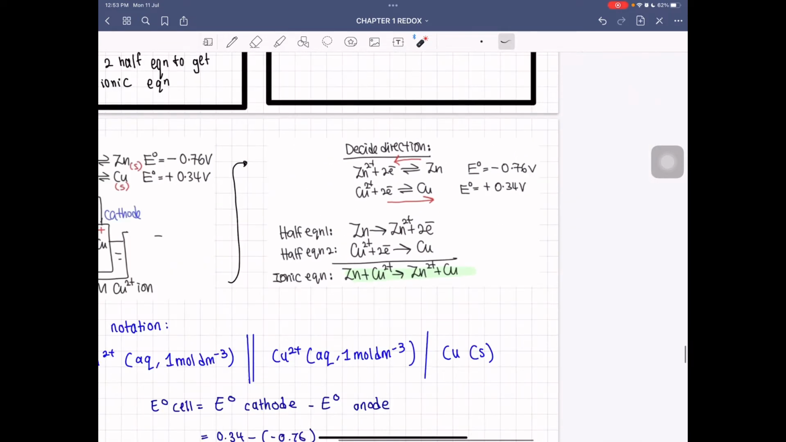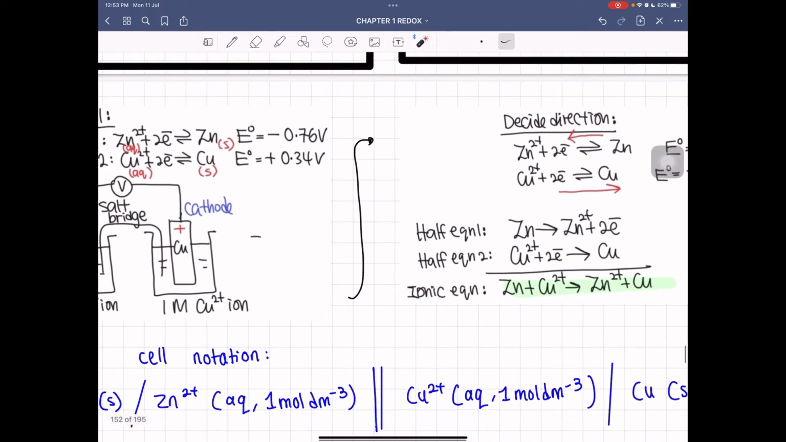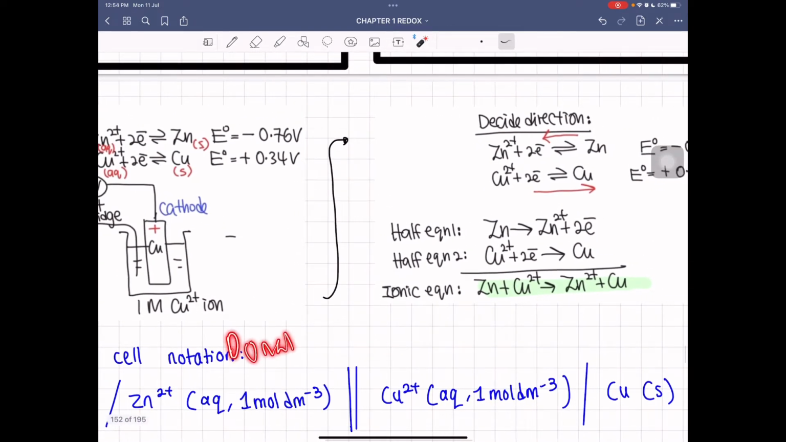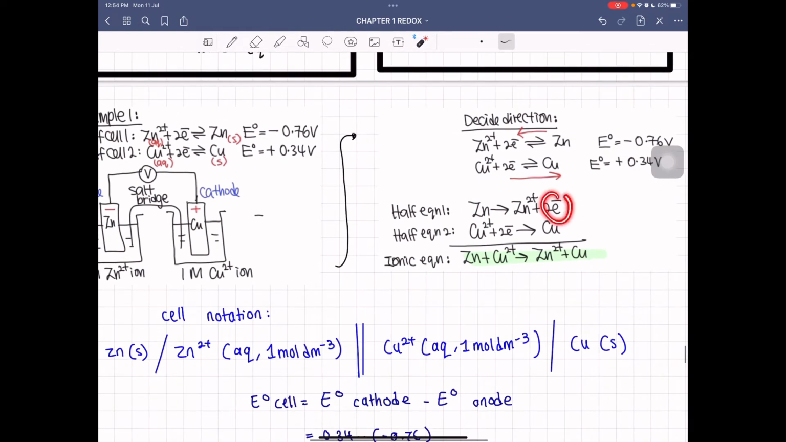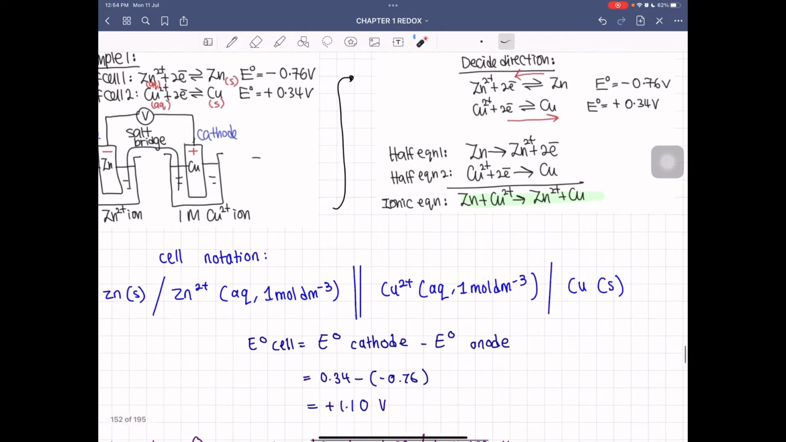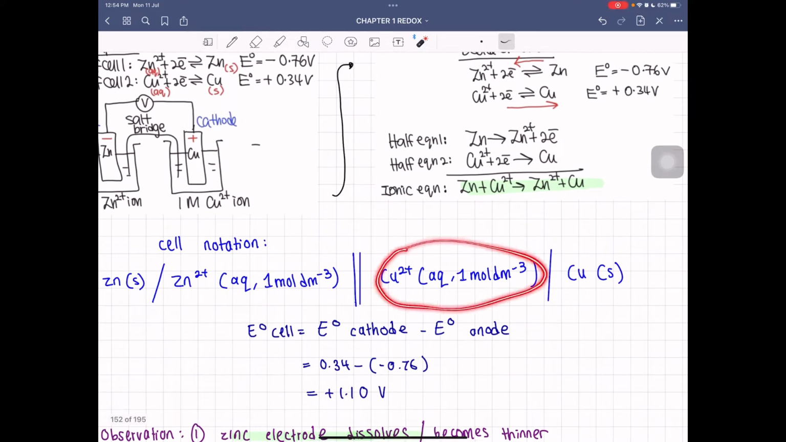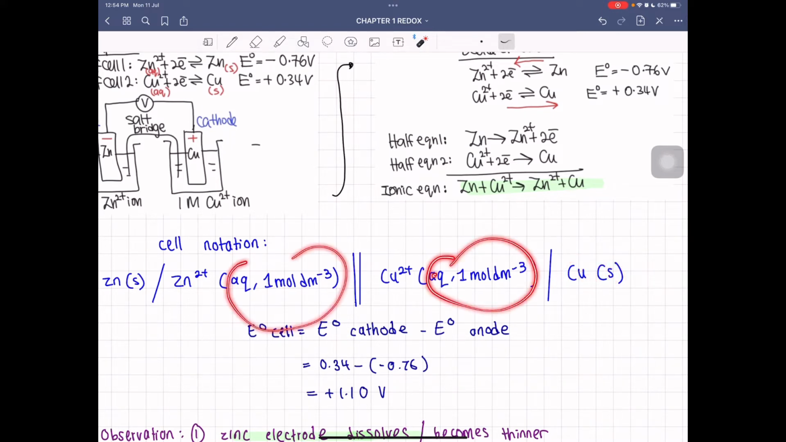Now let's write our cell notation. What happens is, this is the donating end, this is the receiving end. So before they donate electrons away, it is a zinc atom. But now when it has donated electrons, it becomes a zinc ion. Next is copper. Copper 2+ ion. When it receives electrons, it gains electrons, it will form copper as a solid. See, so for the aqueous one I have specified the concentration as well.